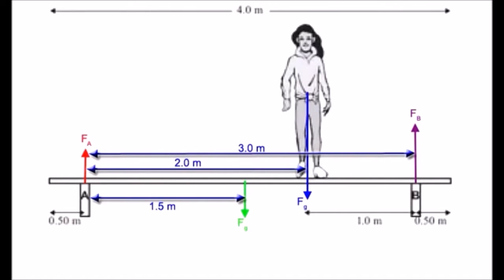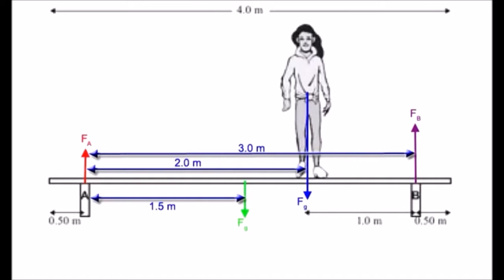Not on the bench. No, it's only forces acting on the bench. Okay. All right, so somebody tell me how I came up with the 3 meters. All right, Garrett. Very good. I subtracted the 0.5s off the end, and that got me 3, okay? Who can tell me how I came up with 2 meters? Okay, Graham? Very good. I subtracted 1 meter from 3, and that gave me 2.